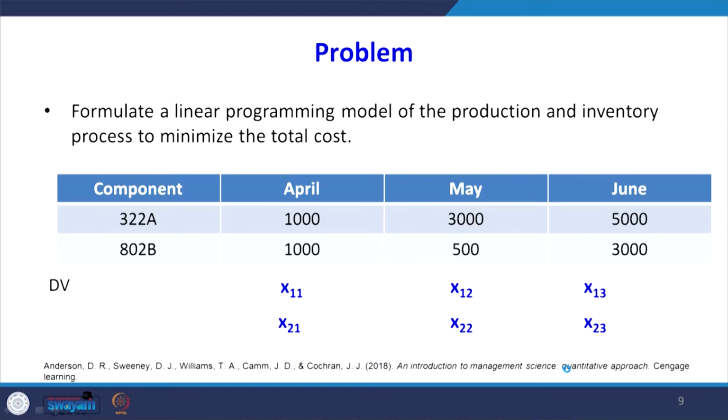So, here the problem is to formulate a linear programming model of the production and inventory process to minimize the total cost. As I discussed in the previous slides, these are my decision variables: X11, X12, X13 for product 1, and X21 for product 2. The first number represents the product, and the second number, 1, 2, 3, represents the month. If it is 1, it is April, 2 is May, 3 is June. Now these are the decision variables.